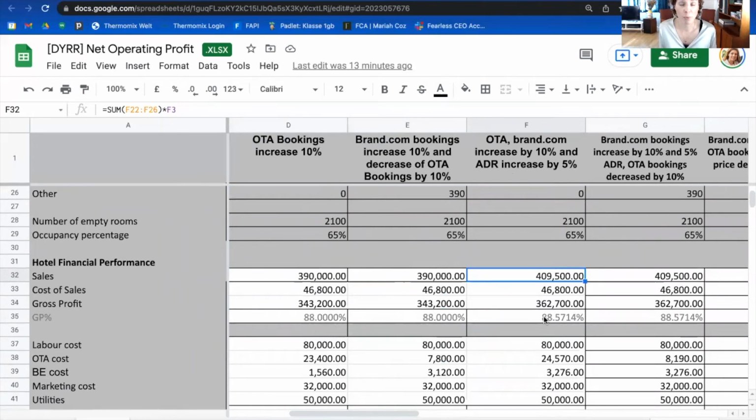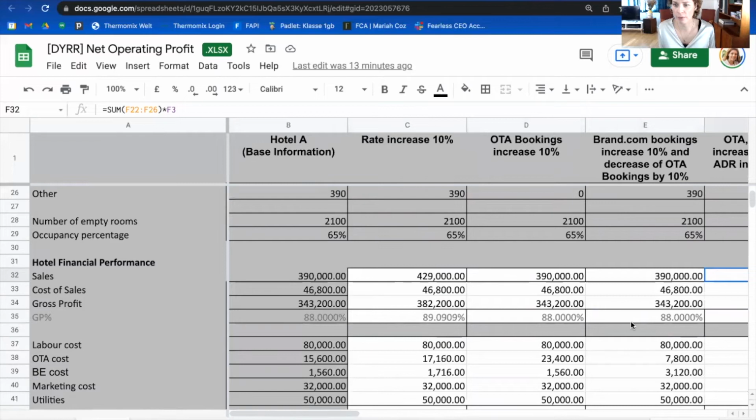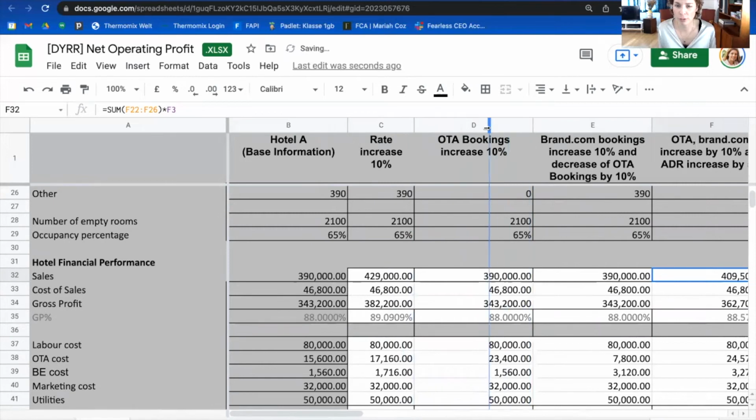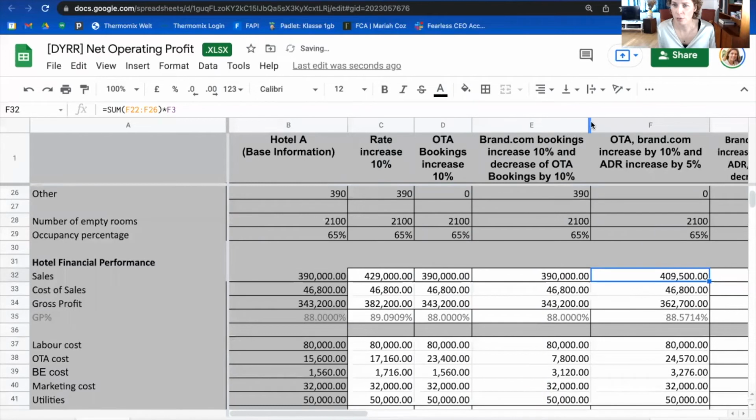My gross operating profit is 88.6. So if I compare it to my first case scenario, I just need to squeeze it a little bit so you can check it and see it better.